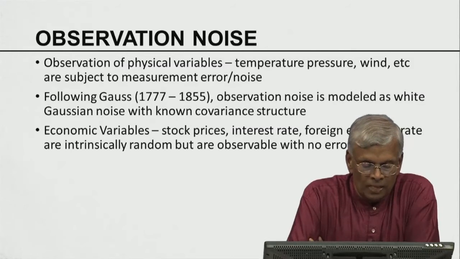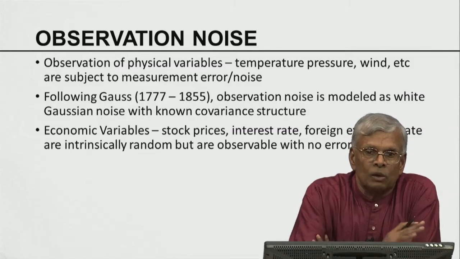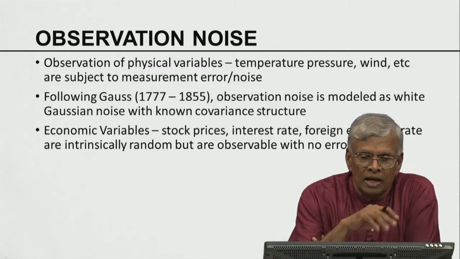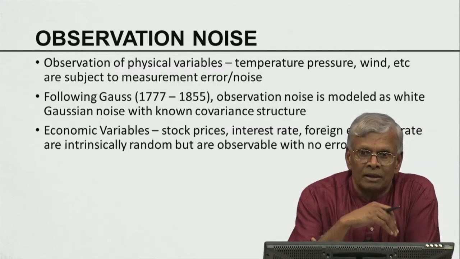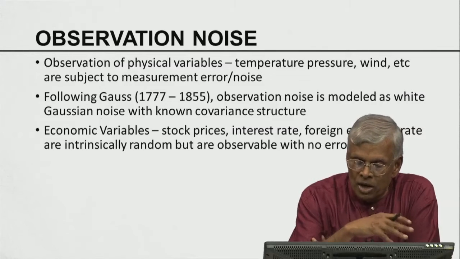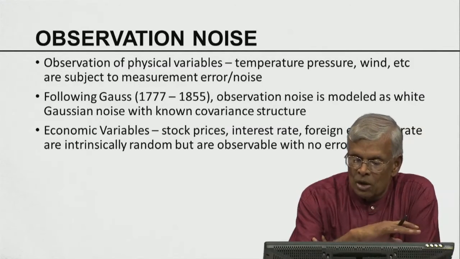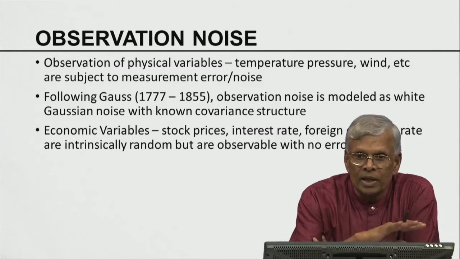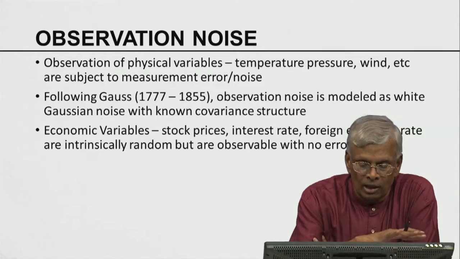error structures. All these physical quantities, pressure, temperature, humidity, whatever we want to measure, we measure with instruments, and they are always inherently associated with the observation noise. And this observation noise is modeled as a white Gaussian noise with a known covariance structure. That was the theme we saw towards the end of the last talk.